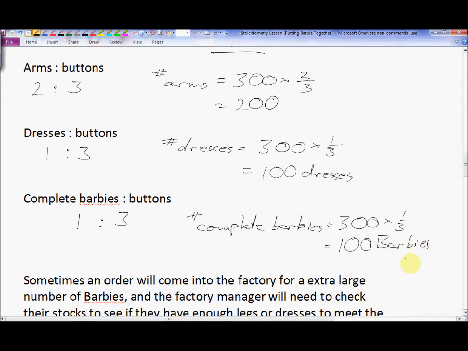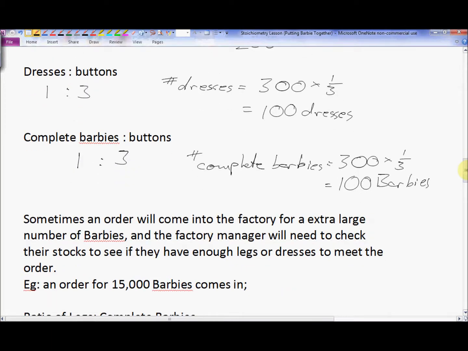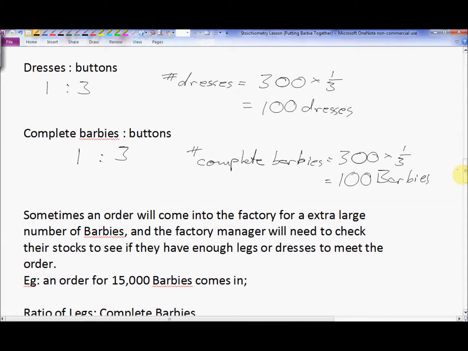Okay, another example of a factory question here. Sometimes an order will come into the factory for an extra large number of Barbies, and the factory manager will need to check their stocks, their inventories, to see if they have enough legs or enough dresses to meet the order. So here, for example, if we have 15,000 Barbies that need to be produced within the Mattel factory, then we'll need to take a look.